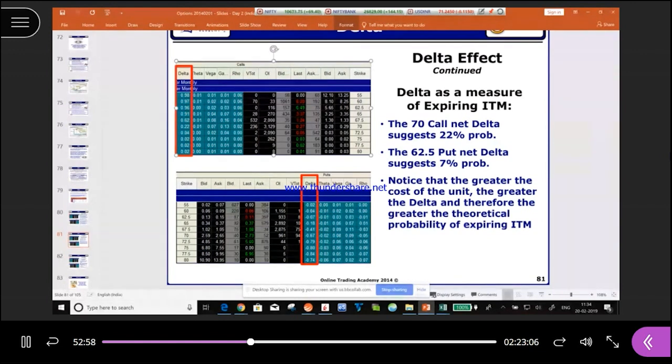The second statement: notice that the greater the cost of the unit, the greater the delta, and therefore the greater the theoretical probability of expiring in the money. So if you see the value here, the 77.5 put has a premium of 8.95 and has a delta of 84, which means 84% probability of expiring in the money, isn't it? As the option value increases, the probability of it remaining in the money also increases.